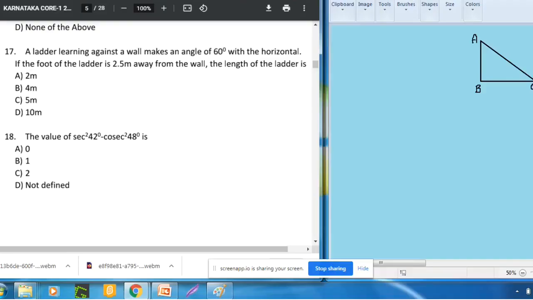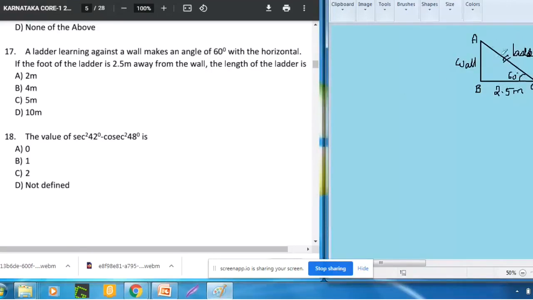20th question. A ladder leaning against a wall makes an angle of 60 degrees with the horizontal. If the foot of the ladder is 2.5 meters away from the wall, find the length of the ladder. We are going to find the length of the ladder in this problem. To make our work easy, I am going to draw a diagram. AB, according to the question, is a wall and AC is the ladder, which is 2.5 meters away from the wall, making 60 degrees with the horizontal. This is the diagrammatic representation for the question.